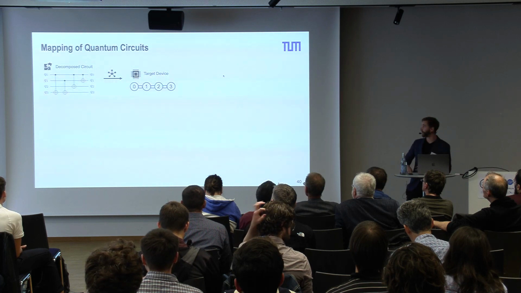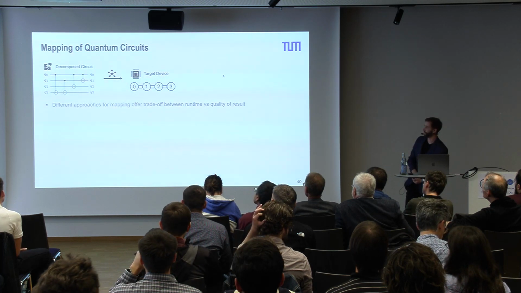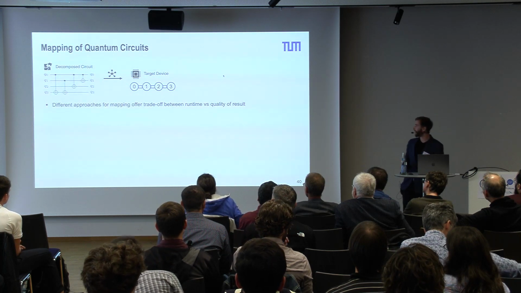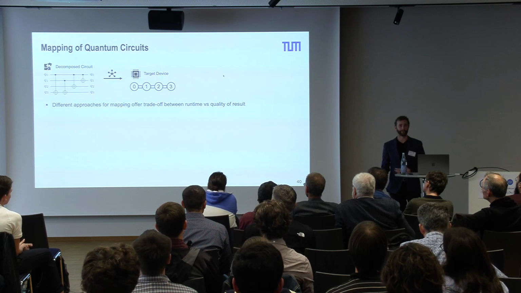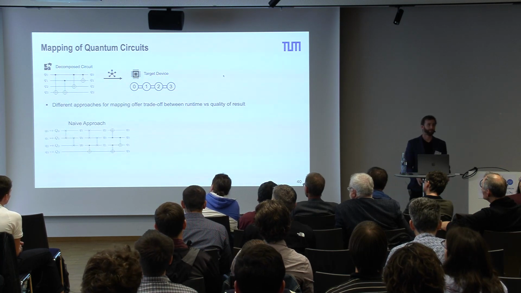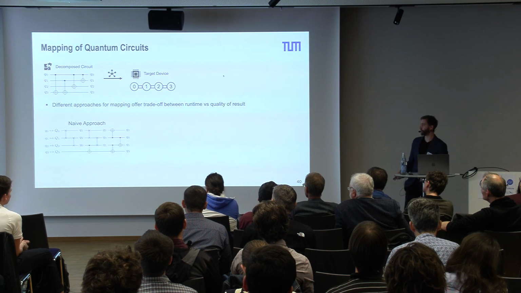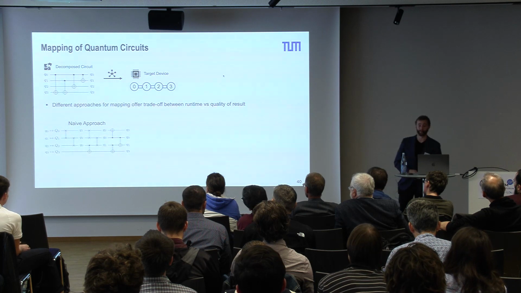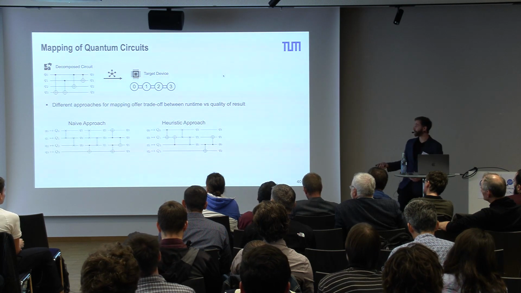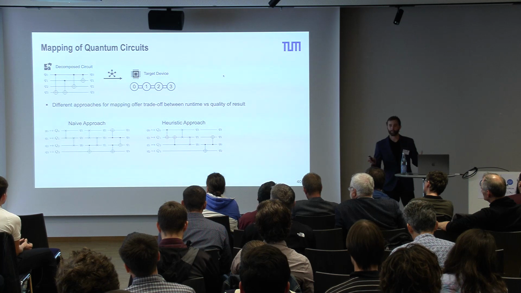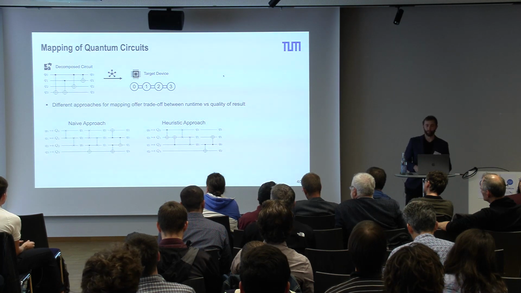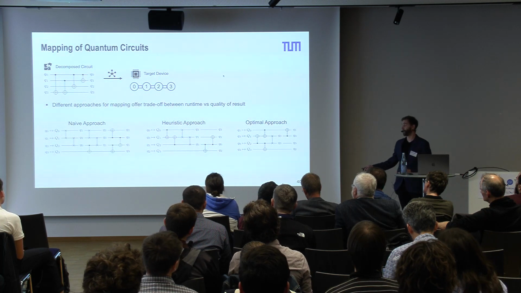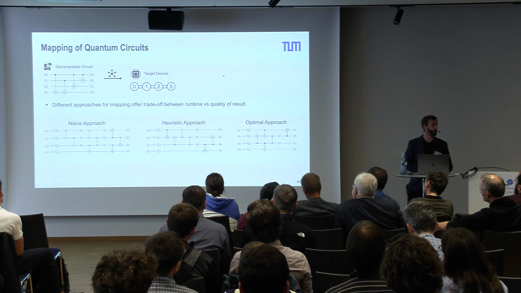The mapping problem is you take a decomposed circuit and you want to map it to the limited connectivity of a device. And you can do this in various different fashions. All of them offer a trade-off between runtime and the quality of your result. You can either do this very naively, this is fast, but the quality will be poor. You will be inserting many swap gates, and expect nothing good of that circuit. You can do this heuristically by doing some clever tricks, optimizing the number of swaps. Probably it's the middle ground between runtime and quality. And you can do this optimally, so really looking for the least number of swaps possible.